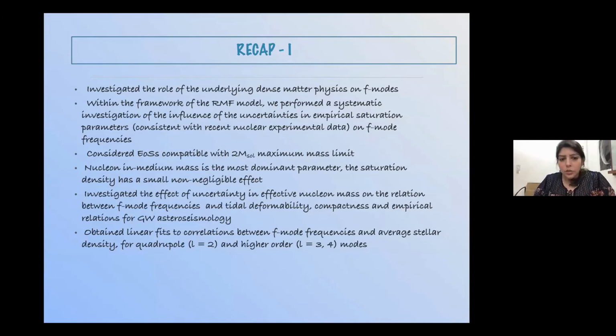All the considered equations of state were compatible with the 2 solar mass observed maximum mass limit. We found the nucleon in-medium mass to be the most dominant parameter, which affects the F modes as a function of mass and also the astroseismology relation. The saturation density had a small non-negligible effect. We also investigated this uncertainty in effective nucleon mass and its influence on the relation between F-mode frequency and tidal deformability, compactness, and the astroseismology empirical relations. We also extended this to higher order modes.